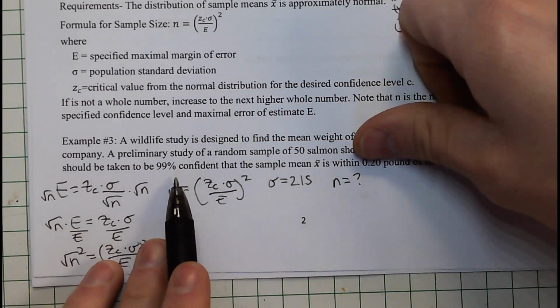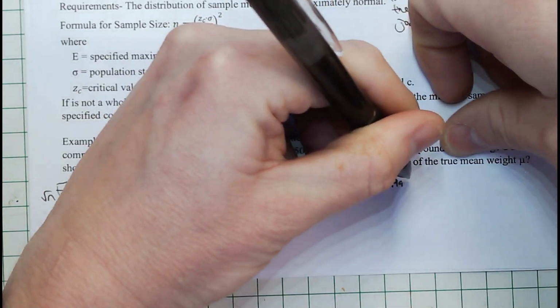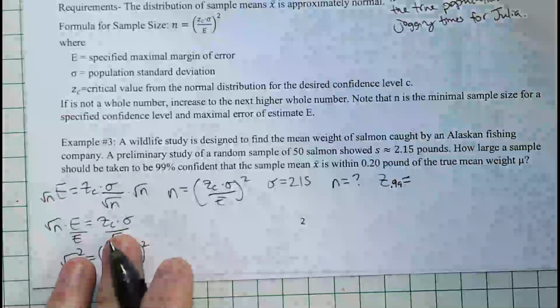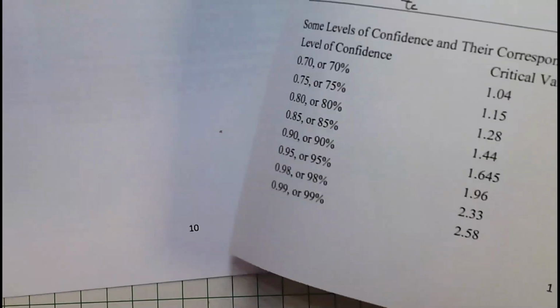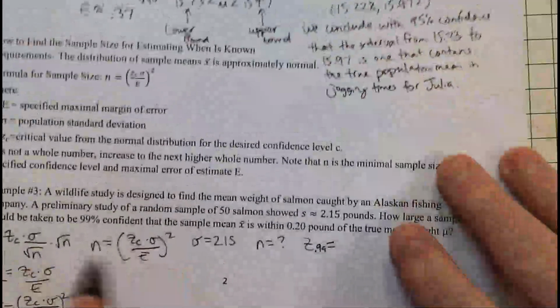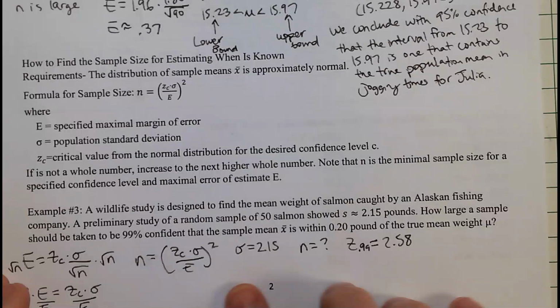99% confidence would then help us find z of c. So z of c, sometimes they write it like this, z of 0.99. You go find the 99% confidence, 2.58. So 2.58. And then with that's the error. So within that margin of error, so within 0.2 pounds.